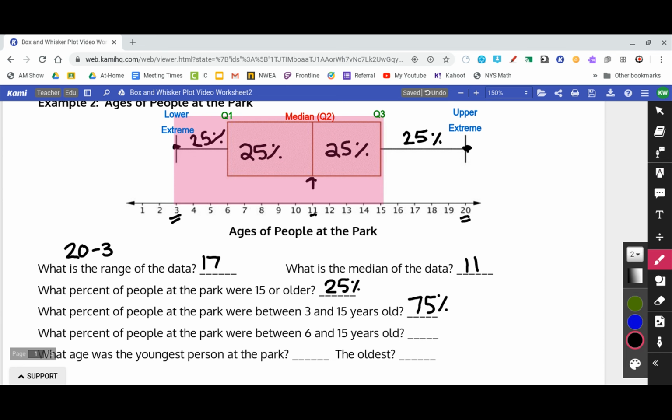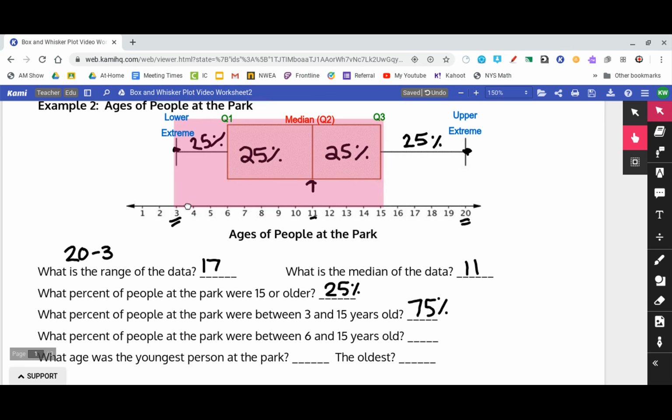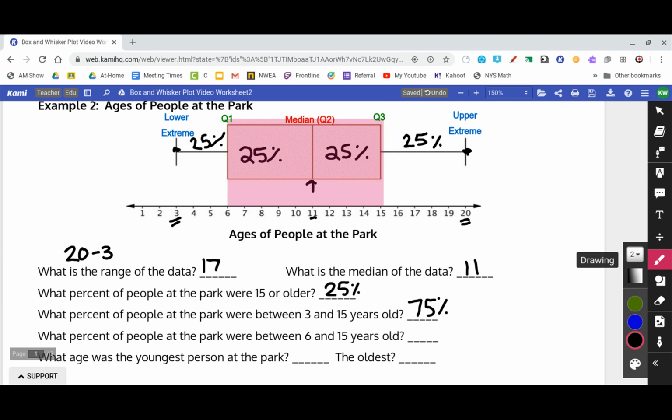What percent of people at the park were between 6 and 15 years old? I'm just going to see if this cooperates. Yes. 6 years old and 15 years old is going to be 50% of the data set. And lastly, they're asking, what age was the youngest person at the park? That's the lower extreme, and we know that that's 3. Then who was the oldest person at the park? That's the upper extreme, which is 20.